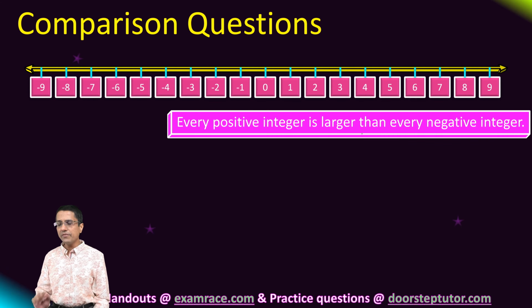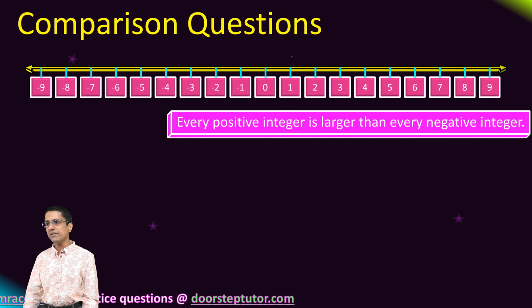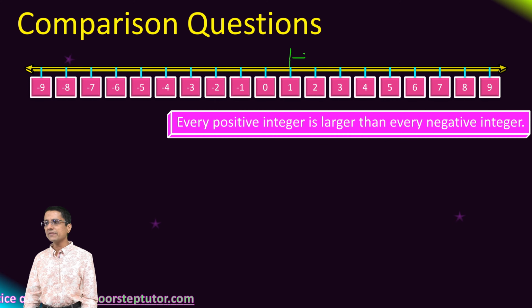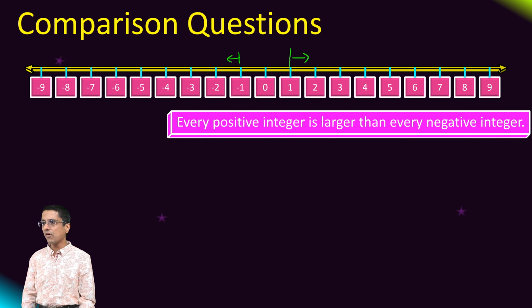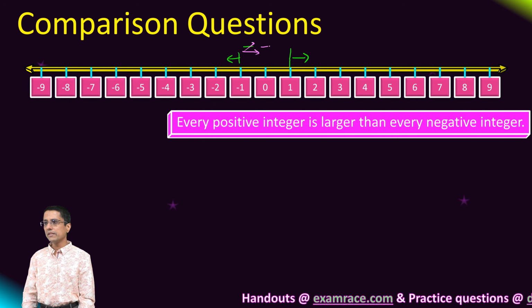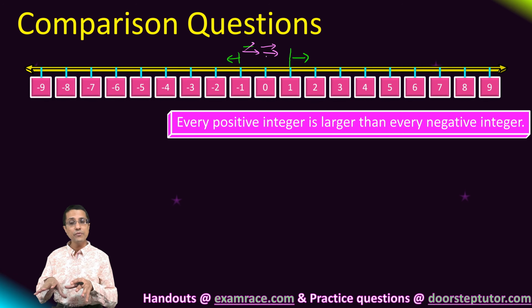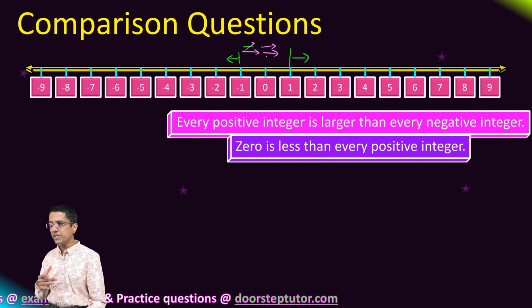The first thing is every positive integer is larger than every negative integer, which is a given, right? Because all the positive integers lie to the right of the negative integers. So these are all negative integers and all positive integers are towards the right, and therefore the positive integers are all bigger than the negative integers. That is the first thing. What is the next relation?